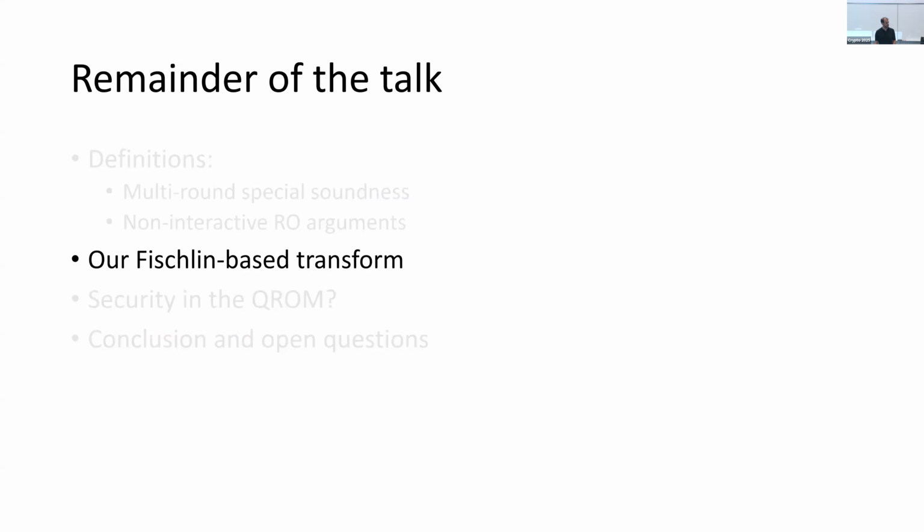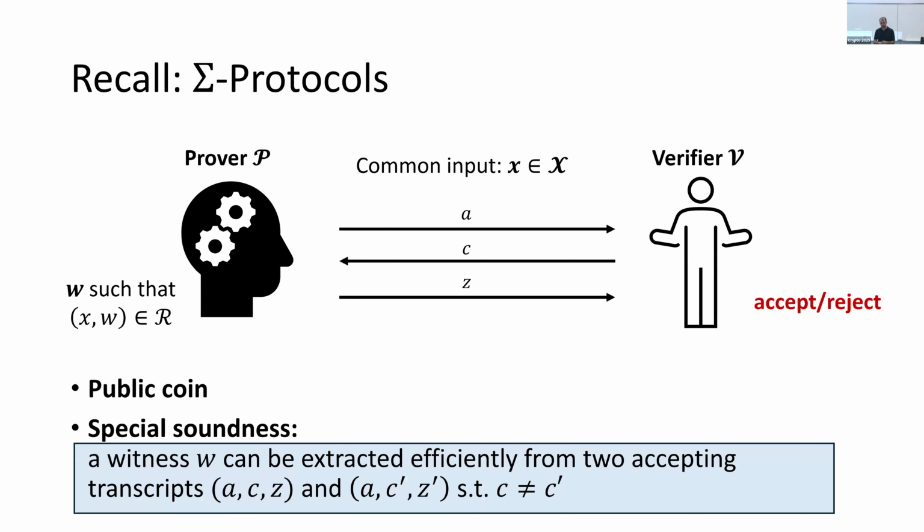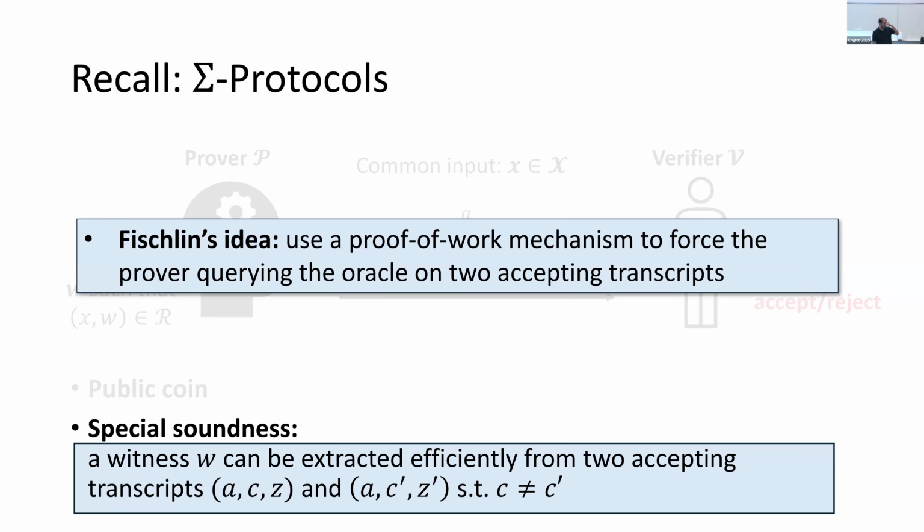All right. So that's all for definitions, and we're ready to see our Fischlin-based transform. For that, let me recap the Fischlin transform for sigma protocols. Sigma protocols are just a special case of what we just talked about. They are three-round protocols. They have 2-special soundness, or just special soundness, which says that if you have two transcripts with the same first message and distinct challenges, you can compute a witness from that. So Fischlin's idea is to use a proof-of-work-like mechanism that we'll see on the next slide to force a successful prover to query the random oracle on two such transcripts, and from that you can compute the witness.